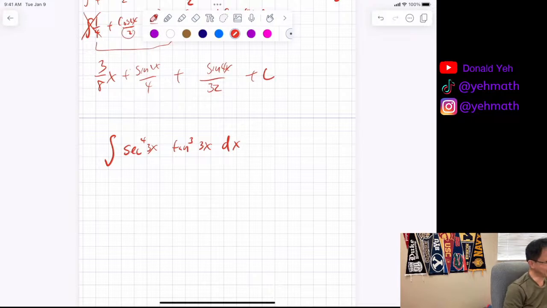Just see if you can twist your brain. I mean, you can do sine to the fifth power and cosine to the seventh power. You can do this one.